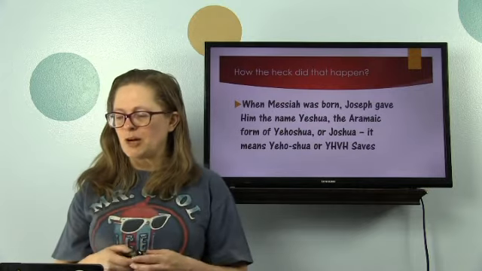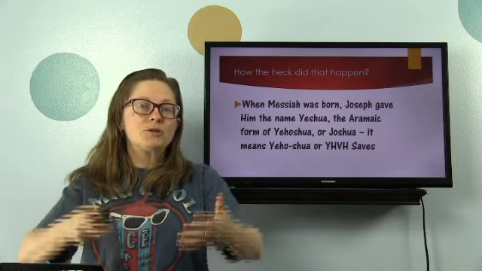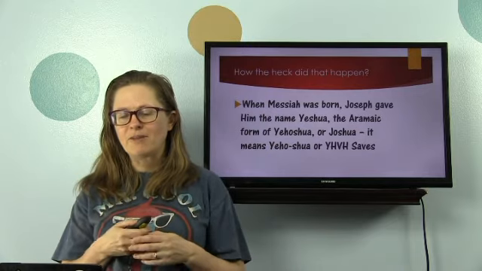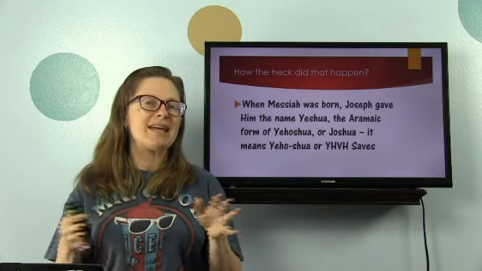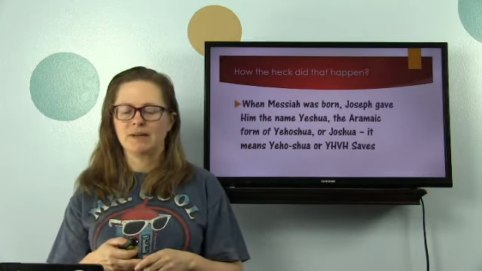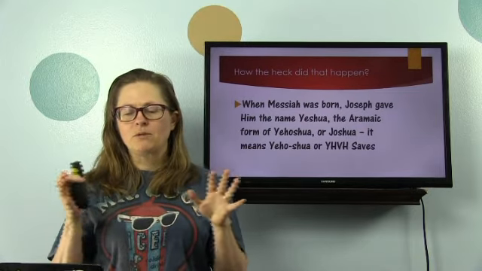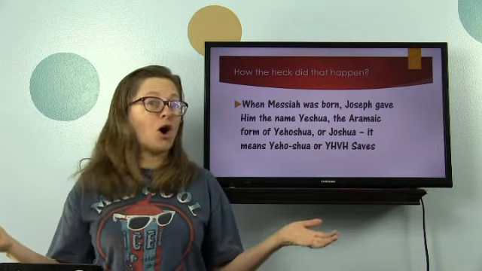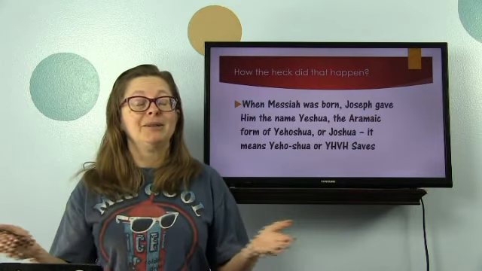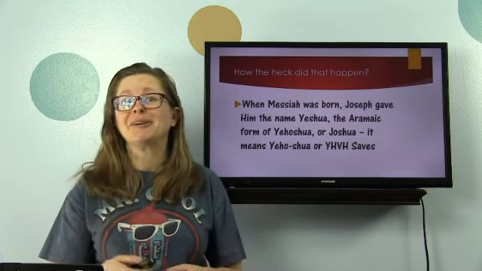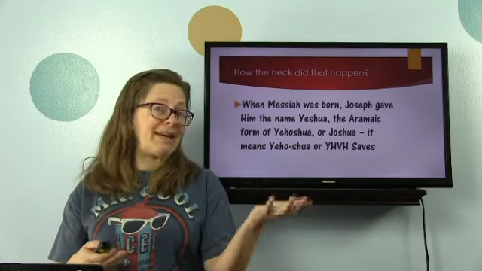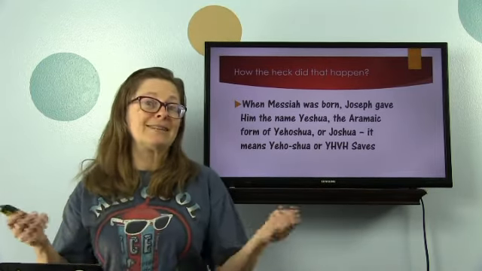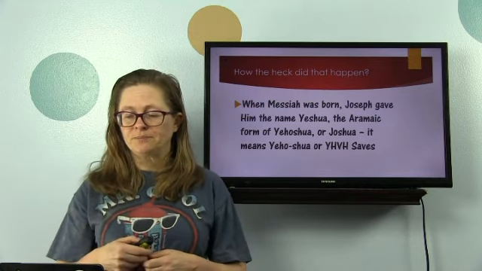So in Matthew chapter 1, we see that when Messiah was born, Joseph, his father, gave him the name Yeshua. That was the name the angel told him to give him. It says that's the Aramaic form of Yehoshua or Joshua. Now I bet you all know someone that's named Joshua. There's a good chance that in your family there's someone who's named Joshua. My oldest nephew on my side of the family, his name is Joshua.